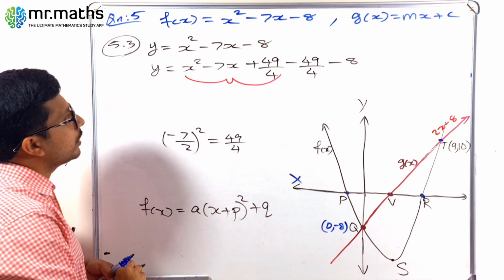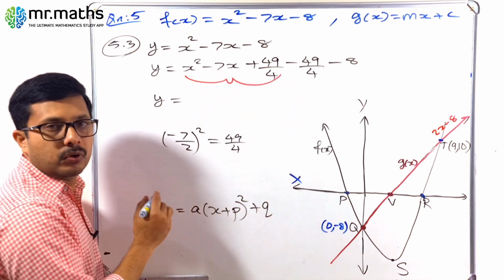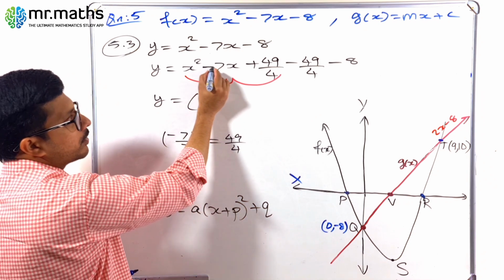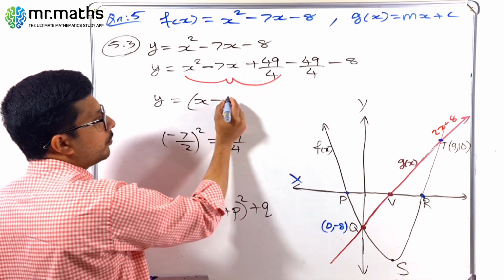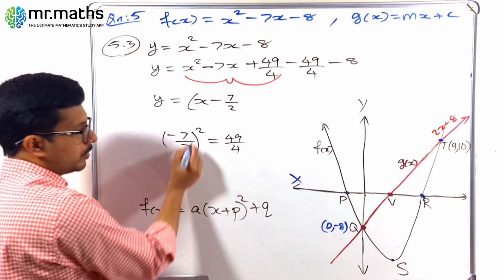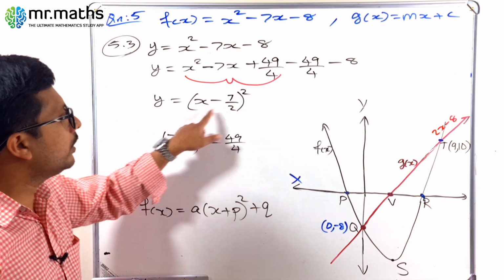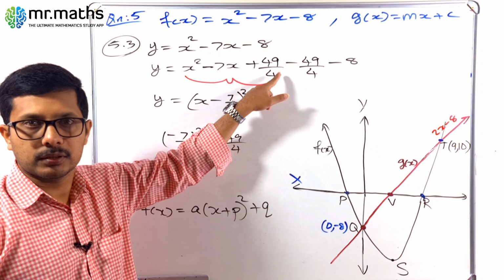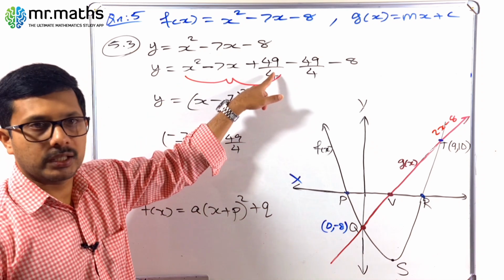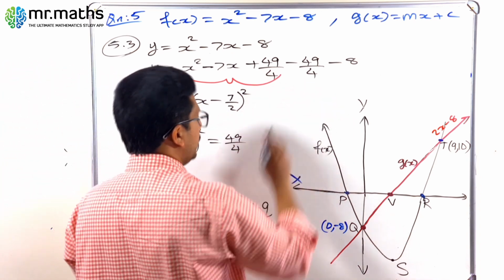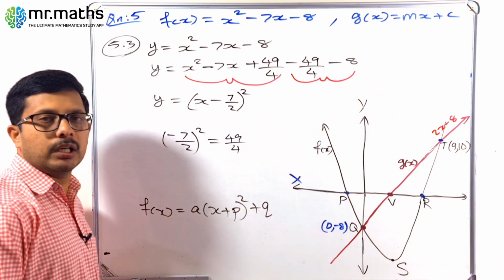So the first three terms you can write like this. This is x square, this is 49 by 4. Here it is minus, so you write x minus 7 over 2, the whole square. If you expand this, x minus 7 over 2, you will get these three terms. Do you understand? Then you have to check in your calculator what is the answer of these two terms, in fraction form.